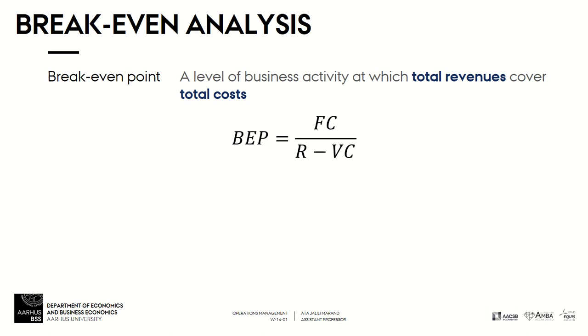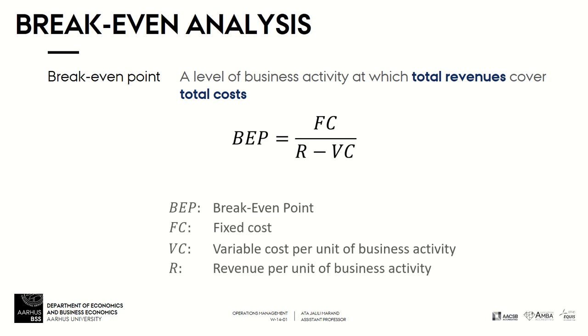For the break-even point, we have the formula that we can see in the slide. So the same notation that we're familiar with. FC is the fixed cost, VC is the variable cost per unit of output or business activity, and then here we have a new parameter, which is the revenue per unit of output or business activity, which is denoted by R here.